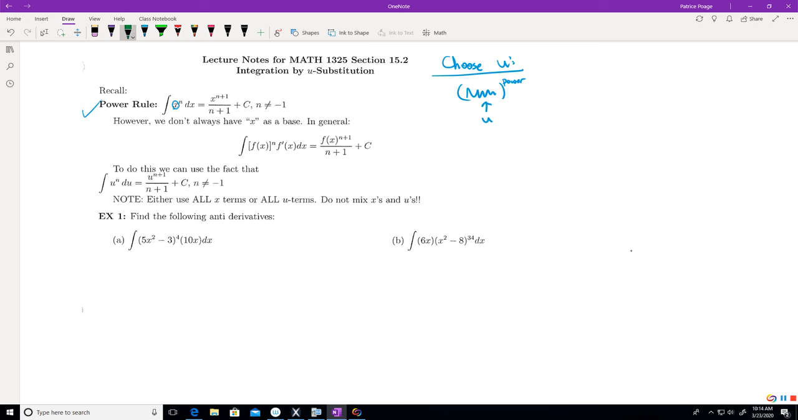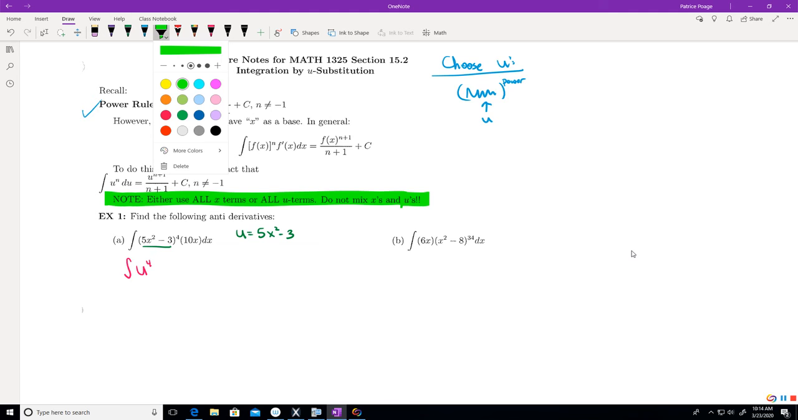On example 1, part A, we have the integral of all of this to the 4th times 10x dx. So I'm going to replace this stuff right there. That's going to be my u. I'm going to let u equal 5x squared minus 3. Very important: do not mix your x's and your u's. I'm going to start rewriting my problem with u's. In place of that term, I'm going to put u to the 4th. What you don't want to do is say times 10x dx, because then you just mixed your x's and u's, and you never want to do that.